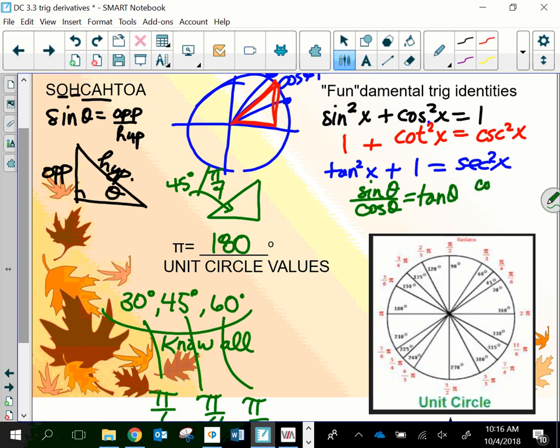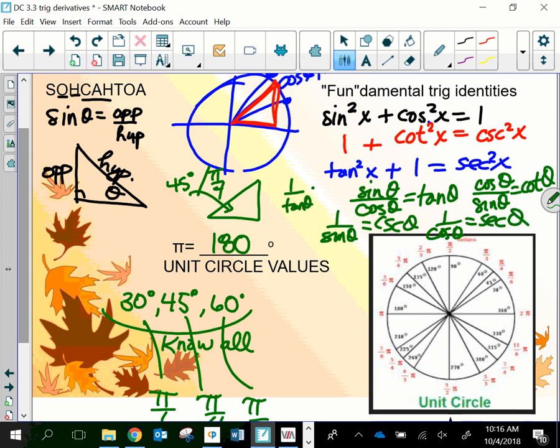Cosine over sine is cotangent. 1 over sine is cosecant. 1 over cosine is secant. 1 over tangent is cotangent. And then we can go on, 1 over cotangent is tangent. I mean, we're just not going there.